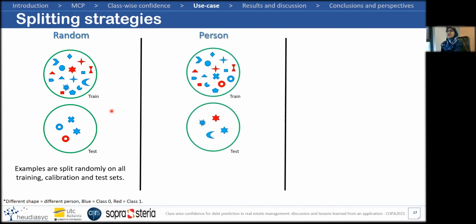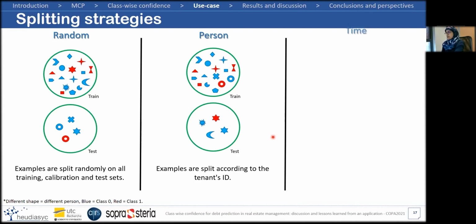The second strategy is a person-based split, where we keep the same person only in one set. So we can't have the same person in different sets. For example, with this star, in the random split we can have them in different sets, while here we can't. We only have the same person in the same set. This is a more reasonable splitting strategy, since in practice the company will train on past tenants, and in the operational phase it will have only new ones that will come later.